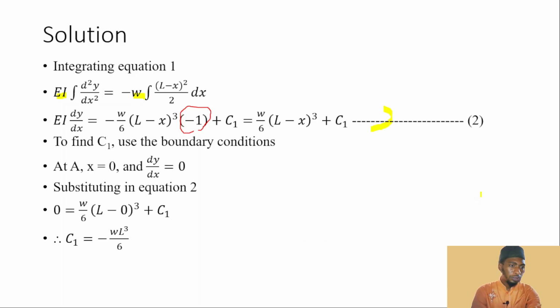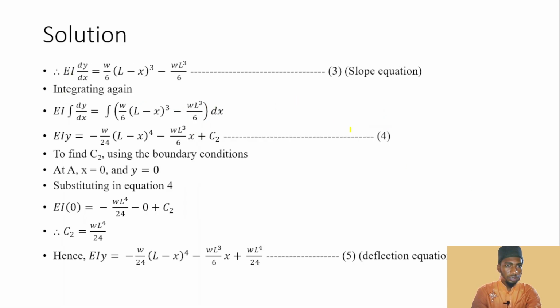Then you go and substitute the C1 into this equation 2 again. You remove the C1 and substitute it with what you have determined as the value of C1. That is why we are having EI dy/dx equal to W over 6 (L minus x) power 3 minus WL cubed over 6, which is our C1. This equation is the slope equation, so you have determined your slope equation now. Remember, the question says derive slope and deflection equation, so we have the slope equation now.